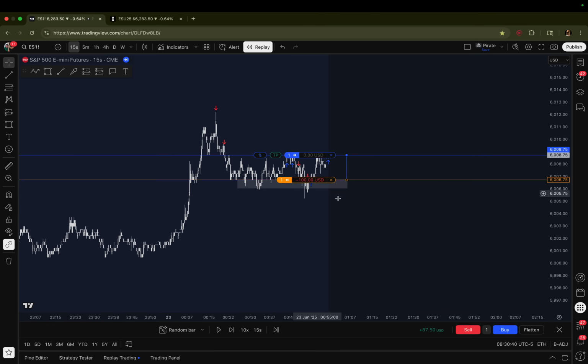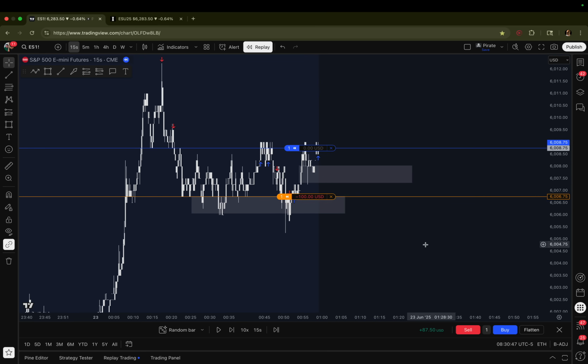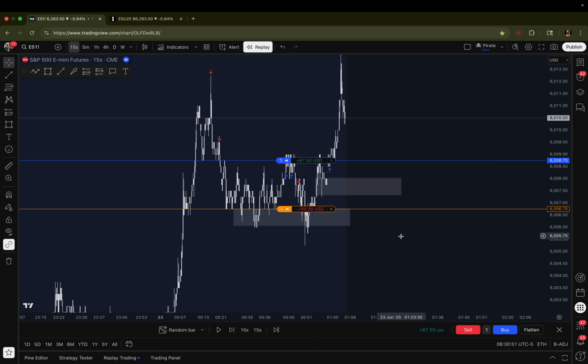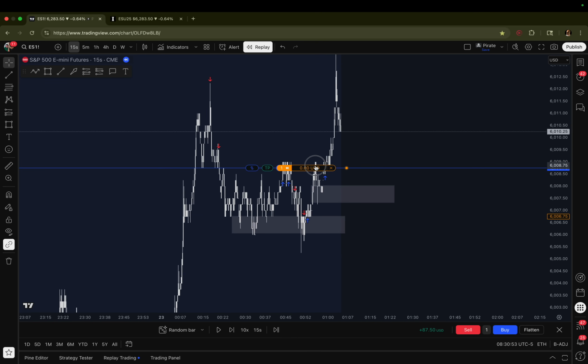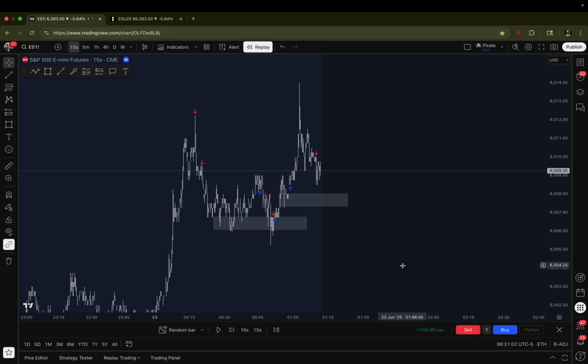I'm going to buy right there. I'm going to put a stop just under that little recent low that got formed. I'm talking about this one right here. Okay, so that goes into profit. I'm going to move the stop to break even. This is looking like it's going to come back and throw us out at break even, but that's okay. So that threw us out at break even.